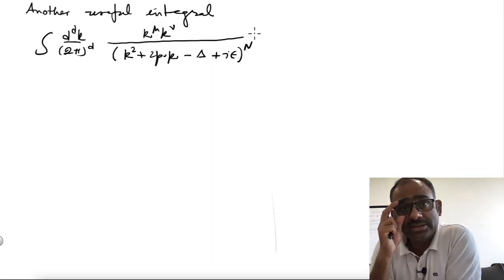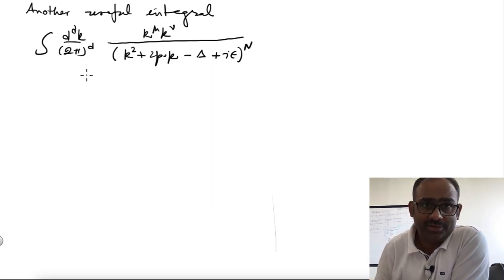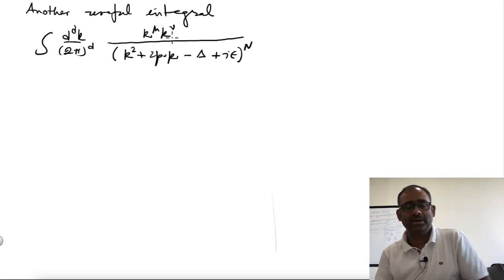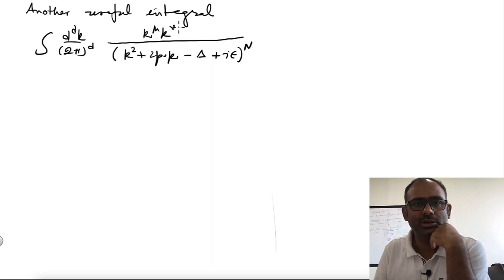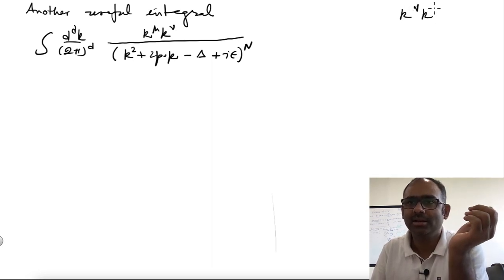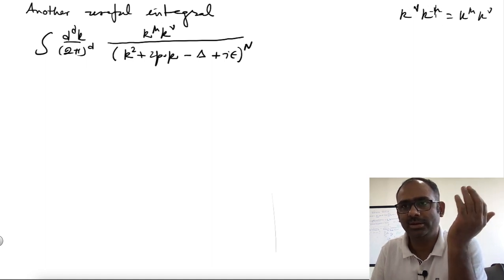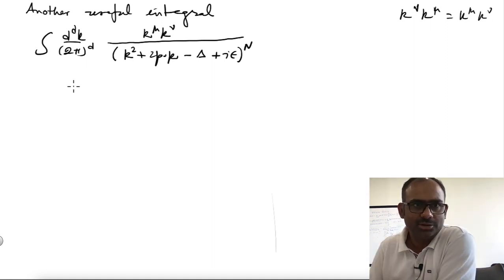But k is a dummy, so those indices can only appear on p, right? That is the only vector you have here, there is nothing else. And the dependence should be such that the tensor that you get is symmetric. If you interchange μ with ν and ν with μ, the integral does not change, because k^ν k^μ is the same as k^μ k^ν. These are numbers, k^0 k^1 is some number, k^1 k^0 the same number, so you can interchange.